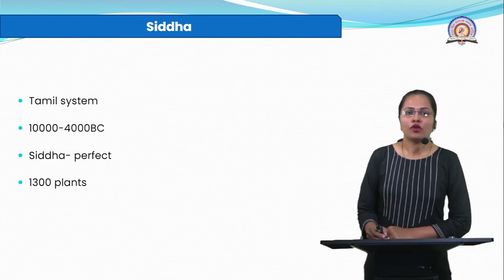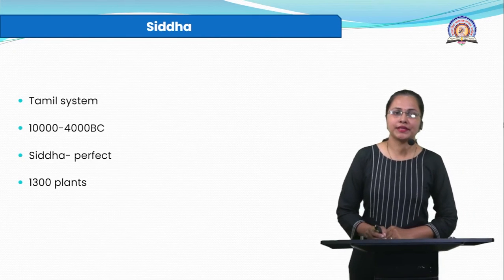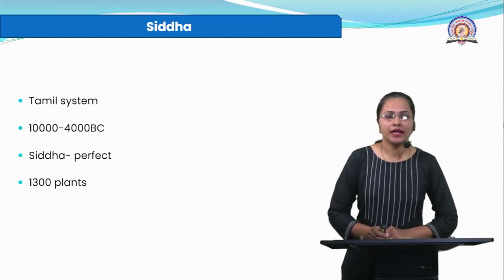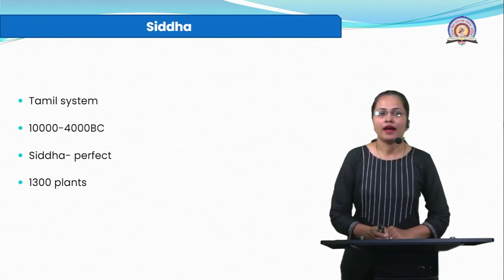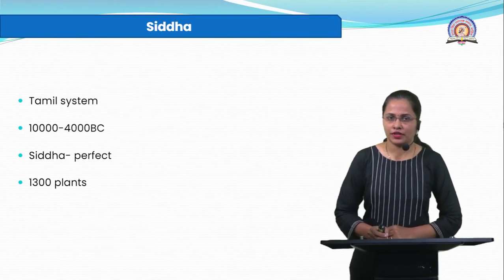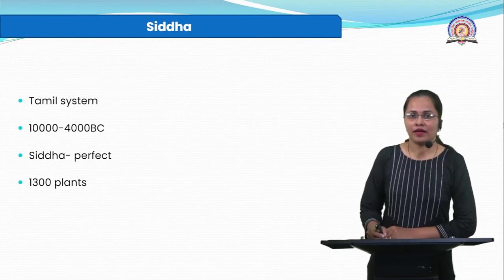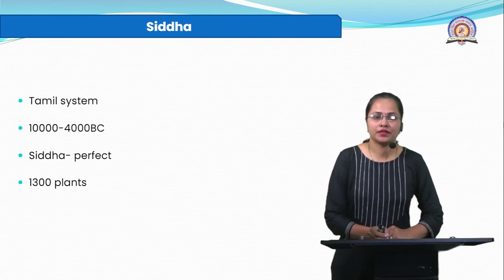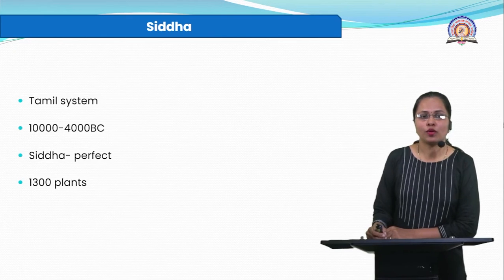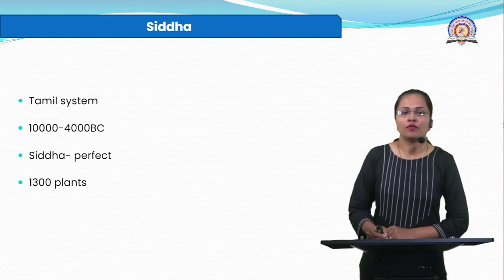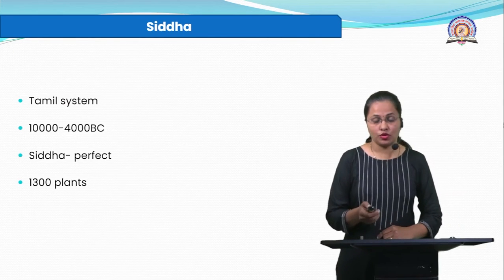This system mainly originated in Tamil Nadu, and it is also referred to as the Tamil system of medicine. It dates back to 10,000 to 4,000 years before Christ, and Siddha means perfect. The system is perfect, having a perfect diagnosis and perfect medicinal remedy. This system explains the use of more than 1300 plants for curing various diseases in the human being.